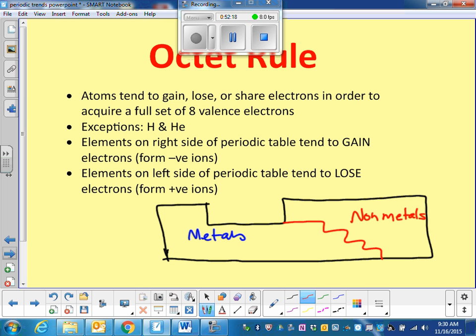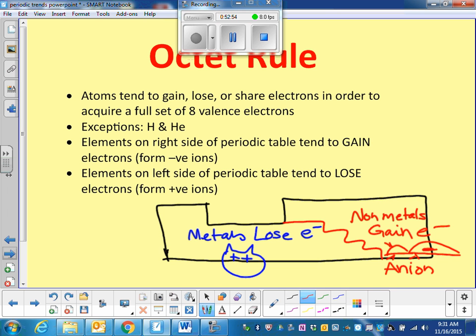Metals like to lose or gain? Metals like to lose electrons. Metals are losers. What will they become if they lose electrons? They become cations. Non-metals like to gain electrons. What do they become after they gain electrons? They become anions, right? And metals become cations.